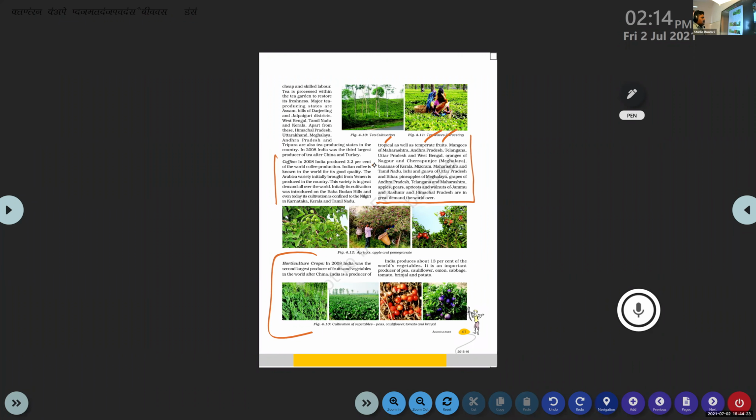Apples, pears, apricots, and walnuts from Jammu and Kashmir and Himachal Pradesh are of great demand in the world. So please observe here.